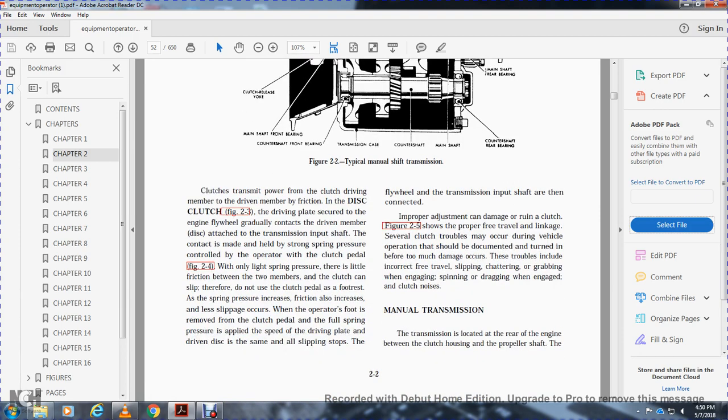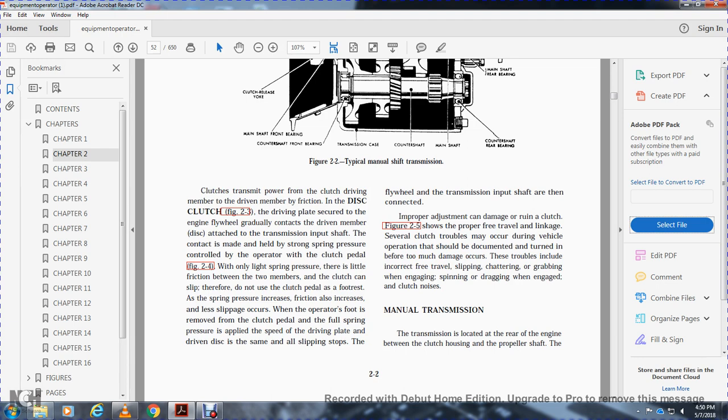Clutches transmit power from the driving member to the driven member through friction. In the disc clutch, figure 2.3, the driving plate is attached to the engine flywheel and gradually makes contact with the driven member attached to the transmission input shaft. The contact is made and held by strong springs and controlled by the operated clutch pedal, figure 2.4.